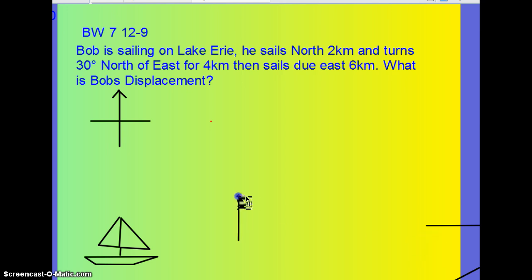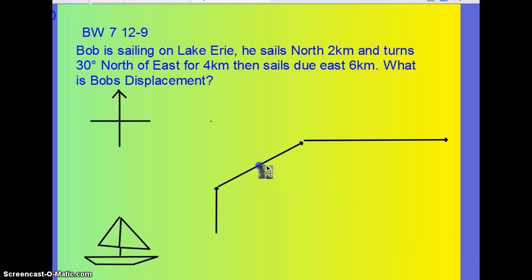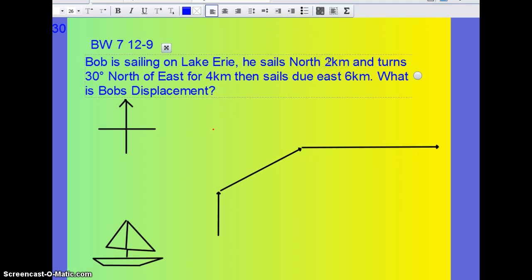So the first line, that's no big deal. 2 kilometers north. And then the third one, no big deal, 6 kilometers east. The tricky part is getting the angled vector straightened out. Now, the question really is, where does the angle go? Well, first of all, let's throw a couple numbers down here. 2 kilometers, 6 kilometers, 4 kilometers. I'll put it right on the line for right now.